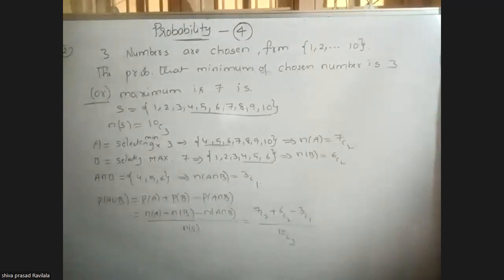Yes. Already we selected one number, remaining 7C2. Here also the same case, selecting one number, remaining 2. But in A intersection B, only one, so we are selecting one from there, like that. Probability of A union B is equal to probability of A plus probability of B minus probability of A intersection B. Yes, and next.